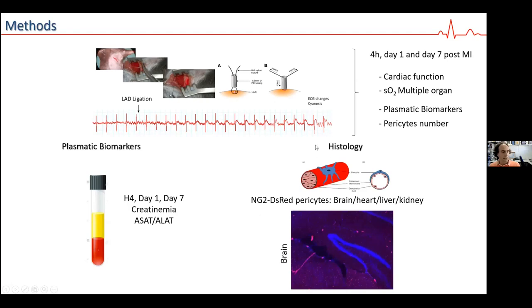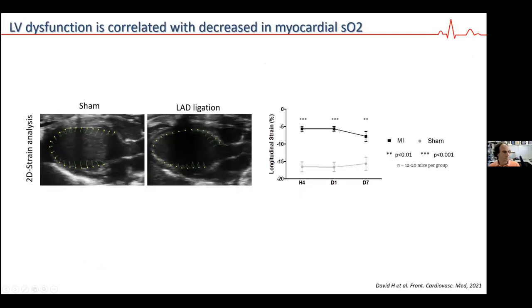And we had a look at histology. We tried to find out if there are any microvascularization defects using histology, and we used markers to label pericytes. I will explain these results a little bit later.